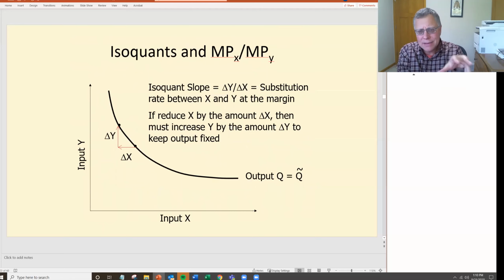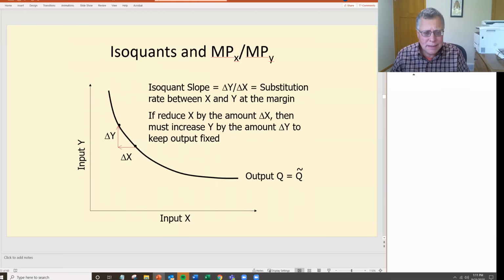Well, what is this isoquant? It's actually the ratio of the marginal products. The marginal product of X divided by the marginal product of Y. We'll show you that it's really delta Y over delta X. It's the substitution rate between X and Y at the margin. If you reduce X by the amount delta X, you must increase Y by the amount delta Y to keep your output constant at here, I guess, Q tilde.